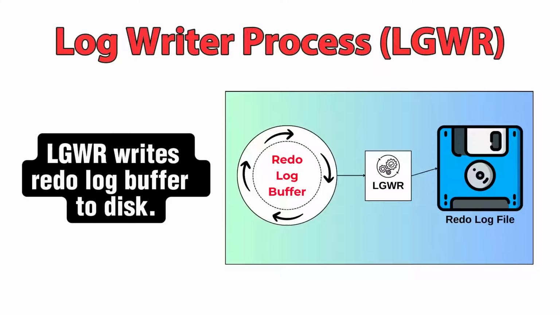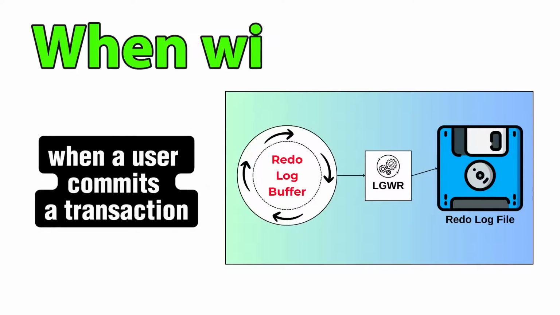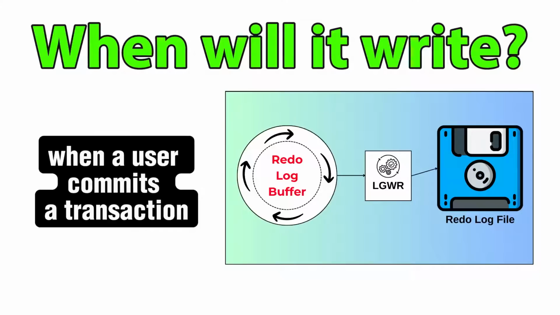So when is the data in the redo log buffer written to disk? When a user issues a commit statement, log records are written to disk from the redo log buffer. When a user issues a commit statement, the transaction is assigned a system change number. The log writer process puts a commit record in the redo log buffer and writes it to disk immediately, along with the commit system change number and the transaction's redo entries.